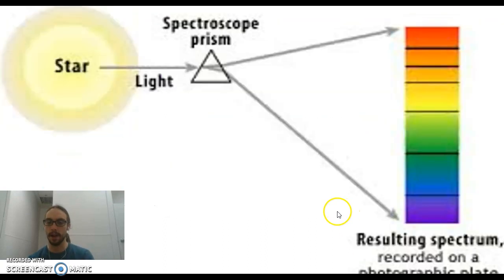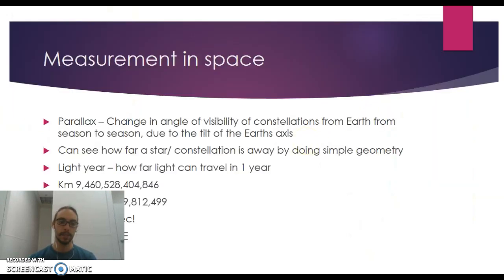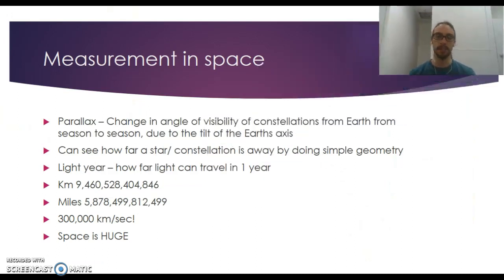That's just a spectrograph. And it goes from hottest, pretty much most energy, but we'll say hottest to coldest, starting from purple, blue, green, all the way up to red and orange. Red and orange are going to have the least amount of energy associated with them, so they're going to be cooler stars. So let's get to measurement in space.